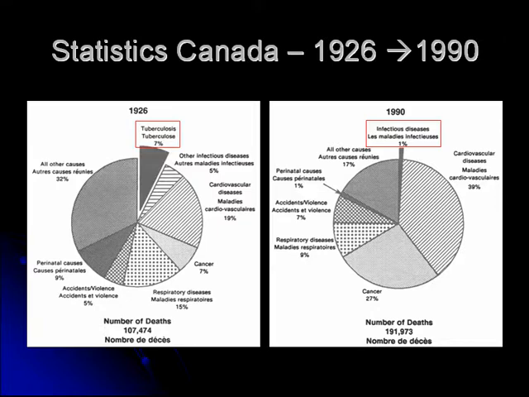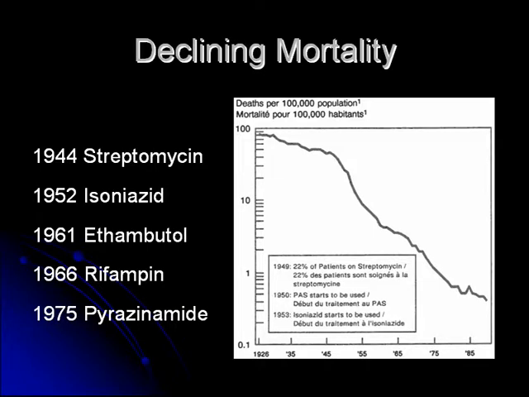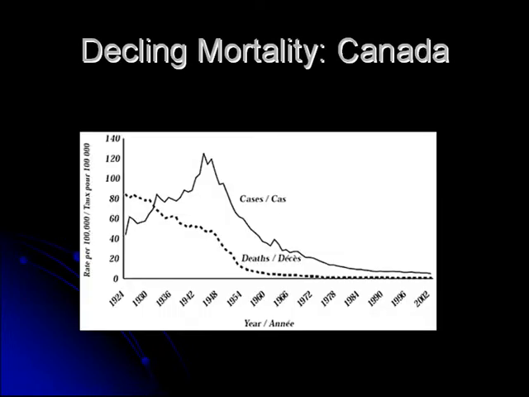This is some data from Health Canada, and we can see that in 1926, tuberculosis accounted for 7% of all mortality, and then in 1990, all infectious diseases only accounted for 1%. And this really relates to the development of effective drugs. After World War II, isoniazid, ethambutol, streptomycin, these drugs were developed, and then you can see that the mortality declined thereafter.